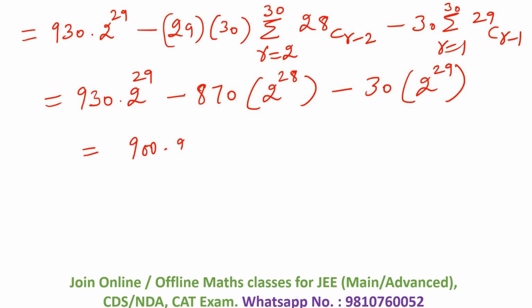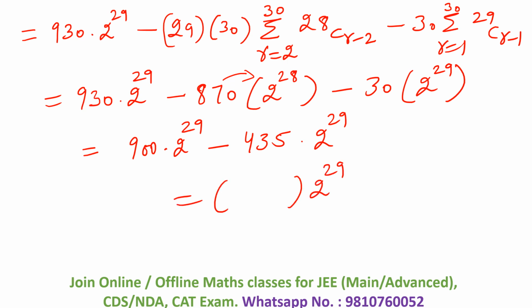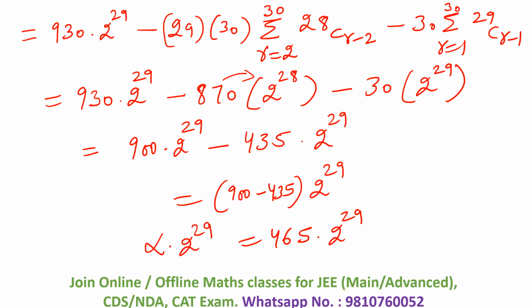It becomes 900 into 2 to the power 29 minus, from this 870 just take out 1 2 and multiply it with 2 to the power 28. So it will become 435 into 2 to the power 29. Now when I take out 2 to the power 29 common inside the bracket, I am going to get 900 minus 435 and this becomes 465 into 2 to the power 29. Now students, this is alpha into 2 to the power 29. So we get the value of alpha as 465. Now students, we move towards the next question.